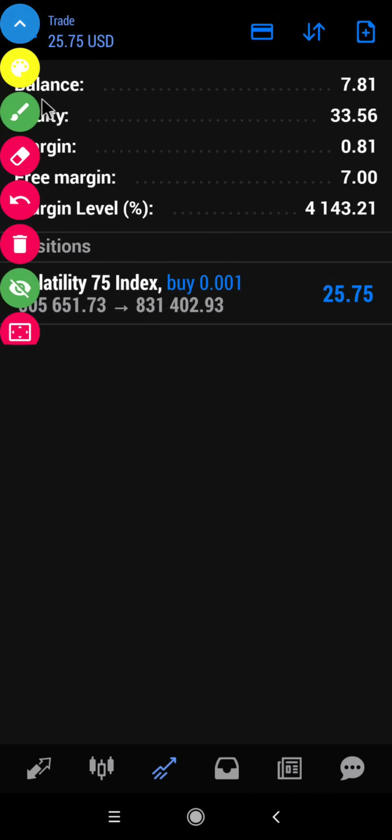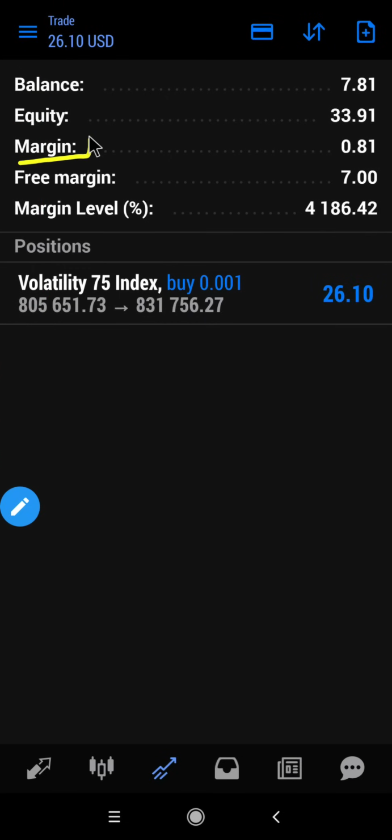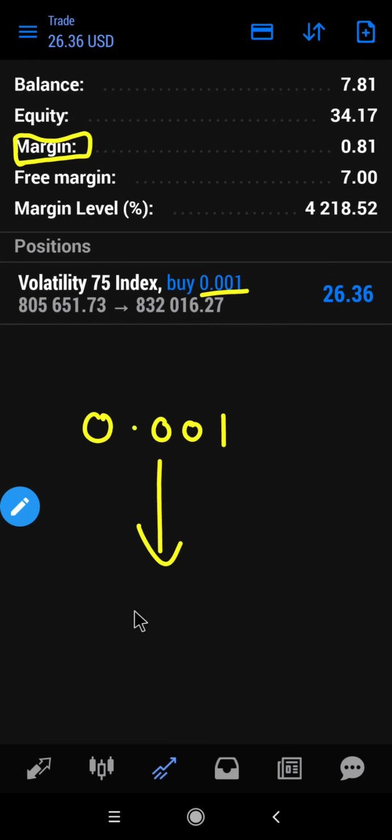All right, so the first thing that we need to look at is the margin. What is this margin, guys? Very important. The margin, if I break it down in simple terms, is how much is required for you to take a trade with a specific lot size. Because we're taking a trade right here with a 0.001 lot, which is a nano lot, we are required to have only $0.81. That is what the broker wants us to have in our pocket, but already we have $7, which is more than what the broker requires.